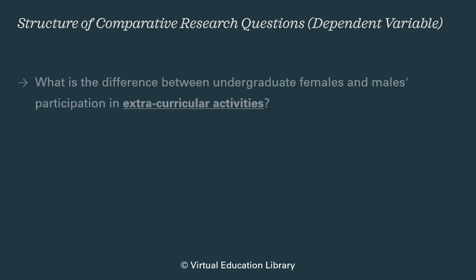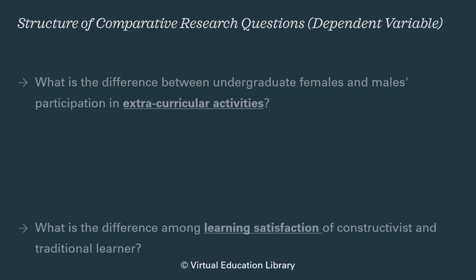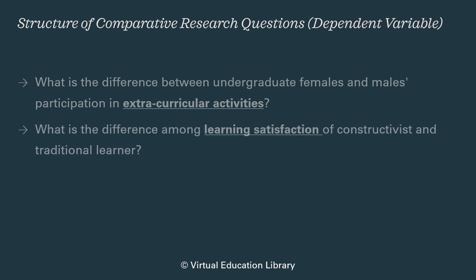Again, in comparative studies, you also need to mention the dependent variable. So in the first, what is the difference between undergraduate females' and males' participation in extracurricular activities? So extracurricular activities is the dependent variable. And what is the difference among learning satisfaction of constructivist and traditional learners? So here learning satisfaction depends on your teaching method or approach.